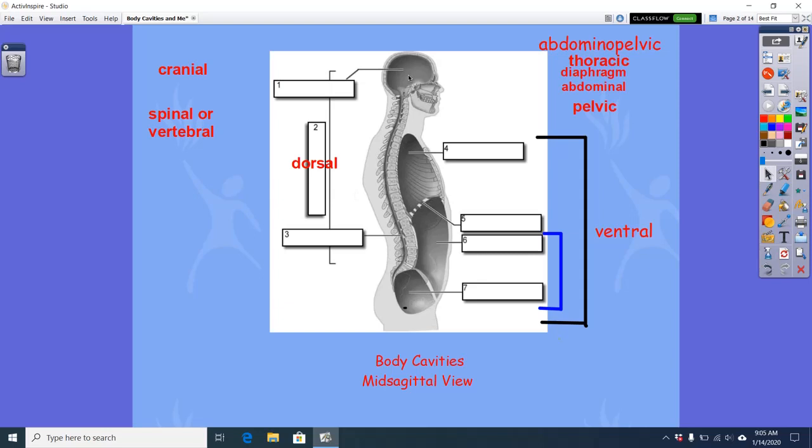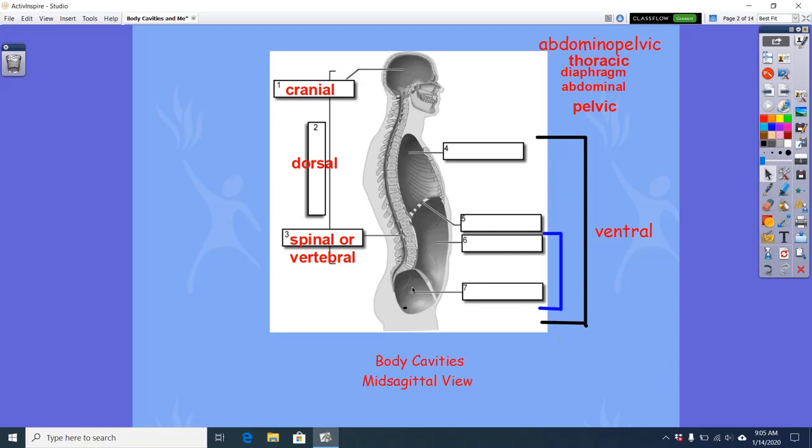And then we've got organs that are found within the dorsal body cavity, which are going to be found within your head and your cranium, or down your back in your spinal column. The brain is housed within the cranial cavity. Okay, and that space itself is called the cranial cavity, and the organ found within it is your brain. Then the spinal or vertebral cavity is going to house your spinal cord.